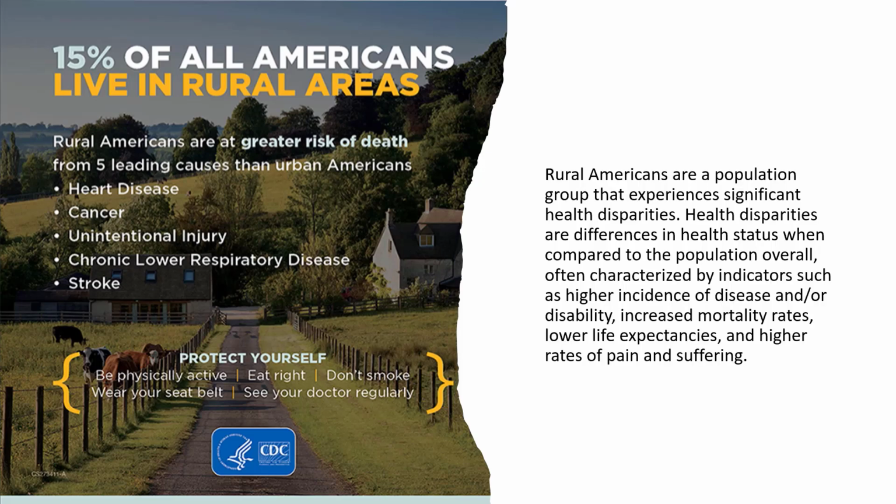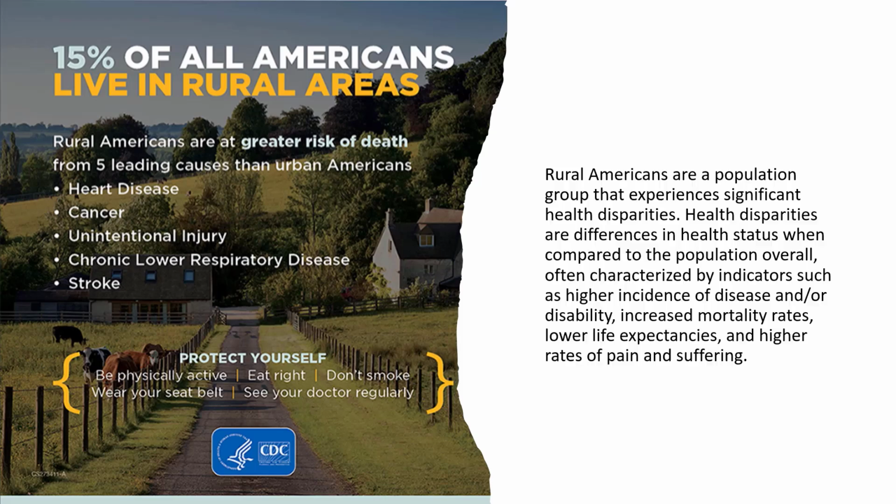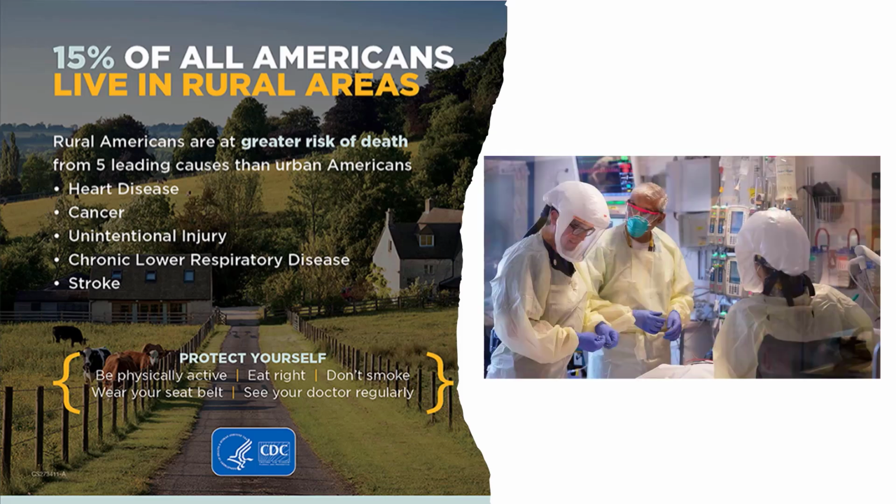Rural Americans are a population group that experiences significant health disparities. Health disparities are differences in health status when compared to the population overall. And it's often characterized by indicators such as a higher incidence of disease and/or disability, increased mortality rates, lower life expectancies, and higher rates of pain and suffering. Very simple. They don't have the manpower, nor do they have the equipment to serve a major level 1 or level 2 function of a hospital for teaching or trauma.